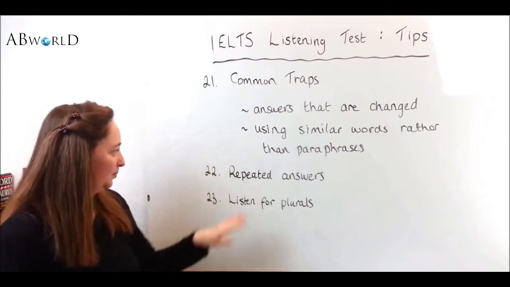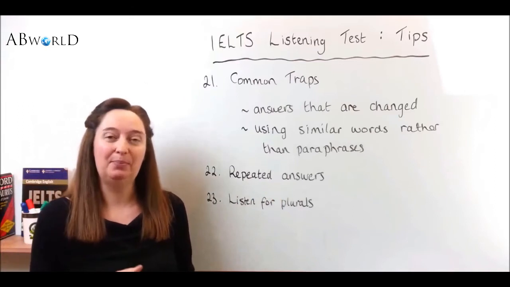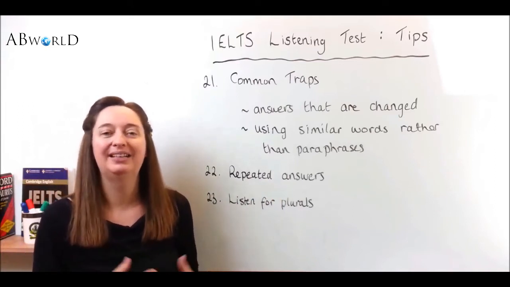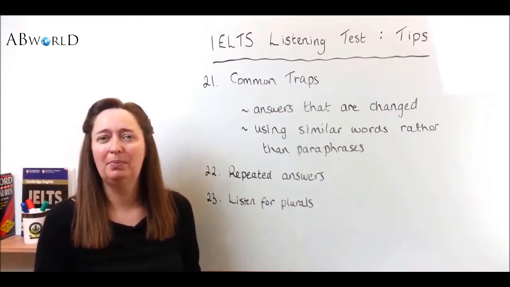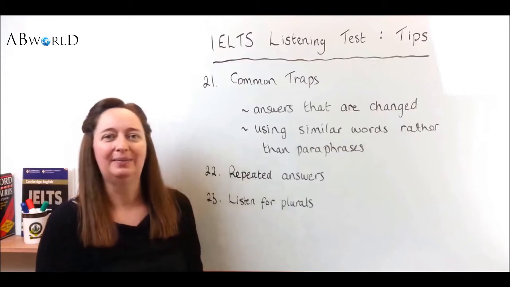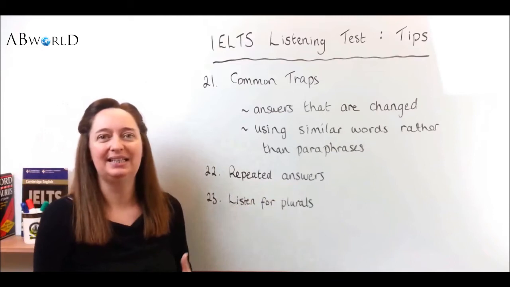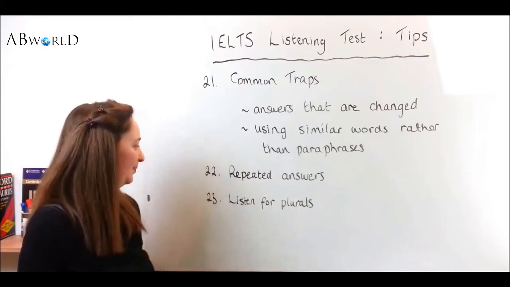Number 22, repeated answers. If you look, for example, at section 3, this is when we've got 3 or 4 people having a discussion. And of course, when you are discussing something, people might say, is this what you mean? Do you mean this? And the answer could be repeated again. And that can help you to locate the answer.